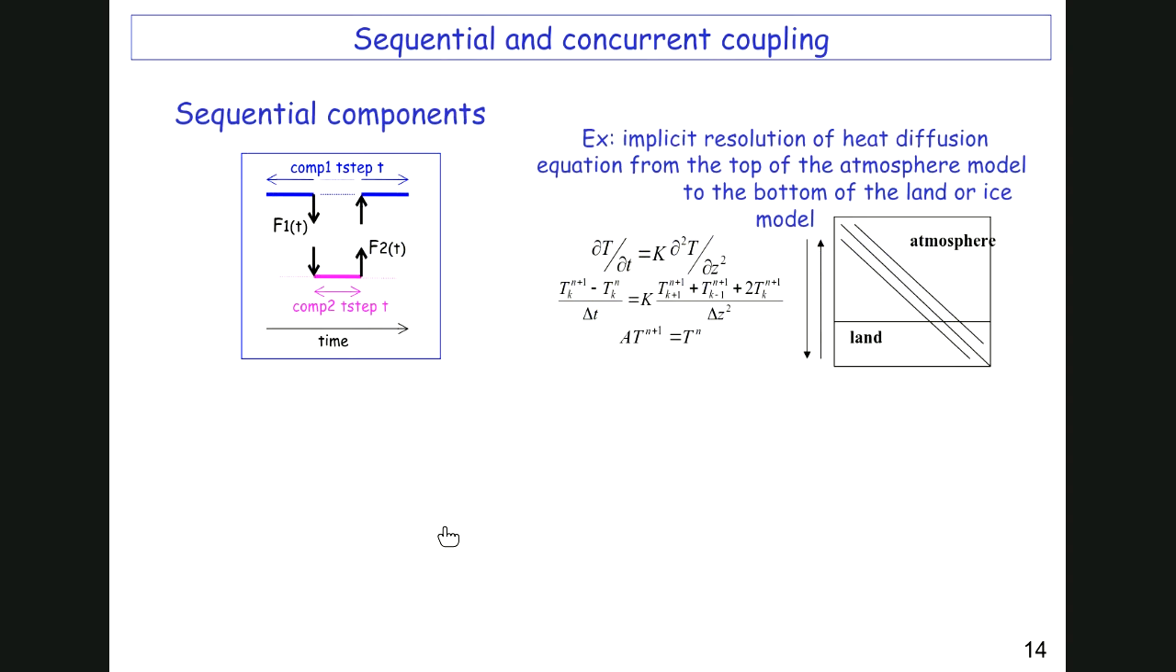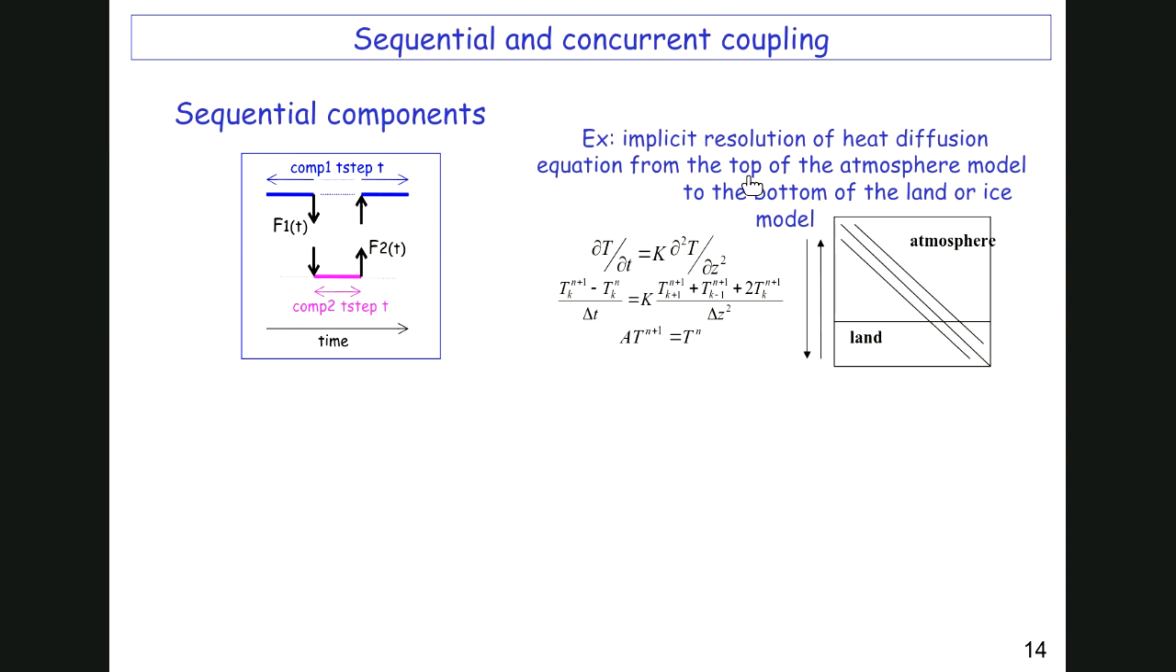So when you couple two codes or two components, you can have sequential coupling, sequential components. Sequential components are illustrated here on this graph. You see that the first component starts its time step and then produces a field that is needed for the second component to start its time step. And then at the end of the second component time step, it delivers a field F2 here, which is needed by the first component to go on with its time step. So basically, when you have sequential components, the first component cannot do anything while the second one is working, and vice versa.